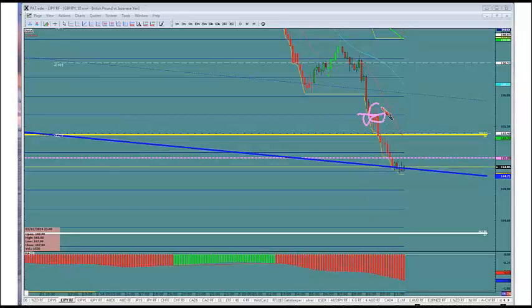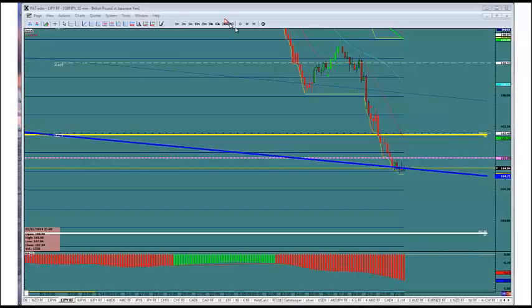A break, hook, and go with a set of twins to the target. Break, hook, and go to the target. All right? 1, 2, and maybe 3. I wouldn't have made the third one. I just hold on to my trade down here.